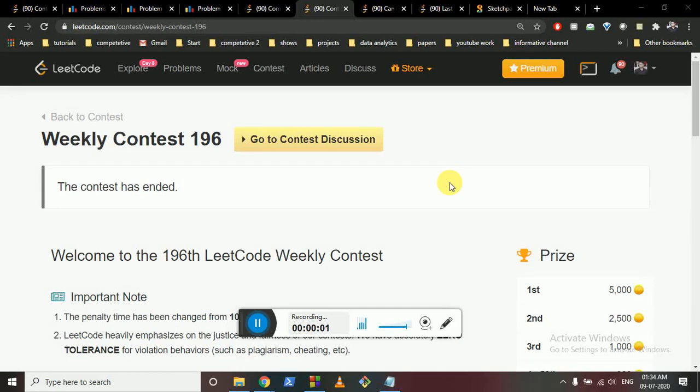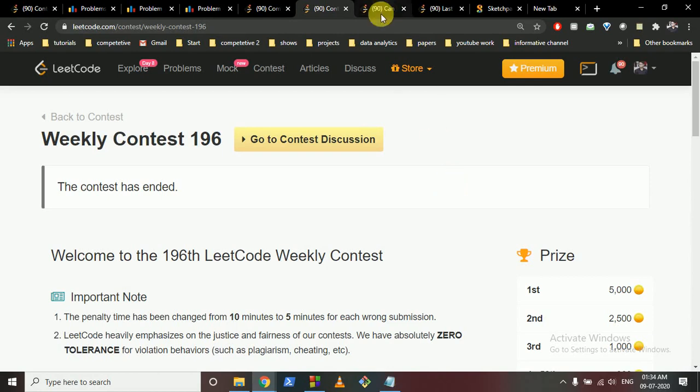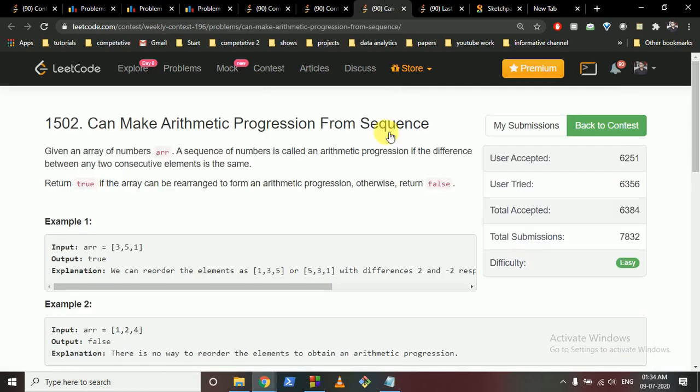Hello friends, today we're going to discuss two problems from weekly contest 196 from LeetCode. The first and second problems are good, and further videos will consist of all the problems. So let's start. The first problem asks: can you make an arithmetic progression from this sequence?